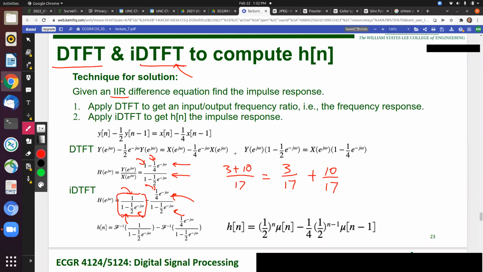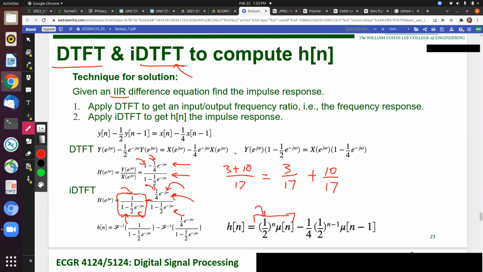So that's alpha to the n u of n, right? And the alpha is 1/2, so it's this term right here. All right, what is the inverse transform of minus 1/4 e to the minus j omega? What does this mean, e to the minus j omega? You have a delay or a shift of 1, like it's a -1 that's going to happen.